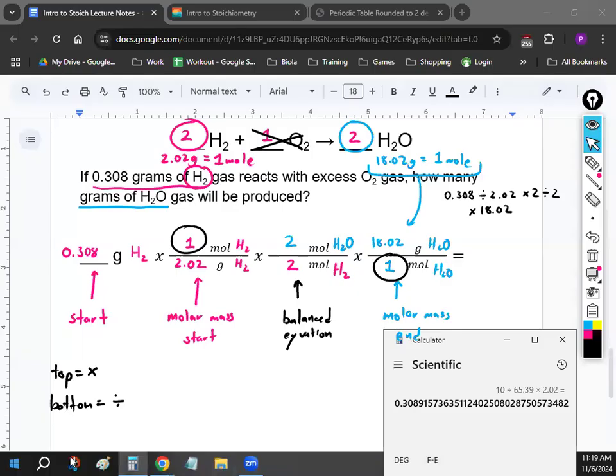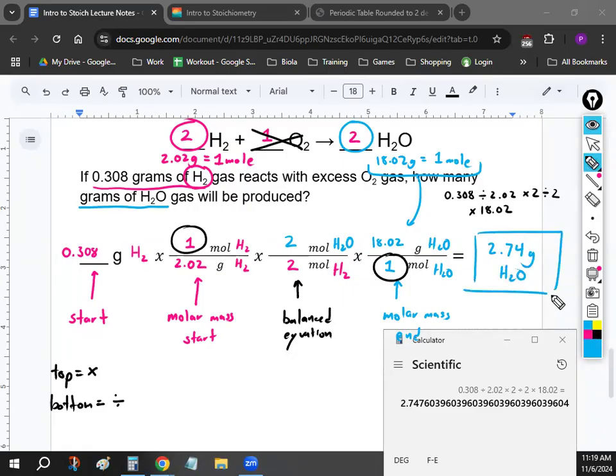All right, so I'm going to pull up my calculator here. Our starting number is 0.308. The 2.02 is on the bottom, so we divide by 2.02. There's a 2 on the top and a 2 on the bottom, so we do times 2, divided by 2. And then there's an 18.02 on top, so we multiply by 18.02. Our final answer will be 2.7, I'm going to round it to 2.74 grams of H2O. If you got that, great job. Stoichiometry should be pretty easy for you.